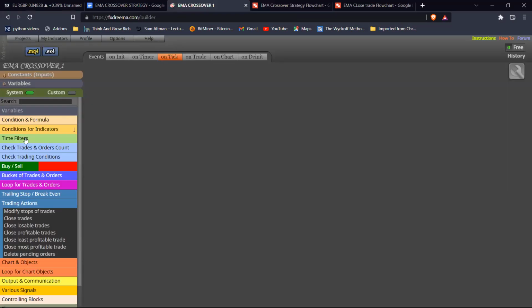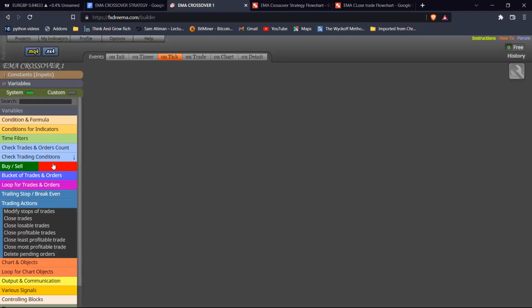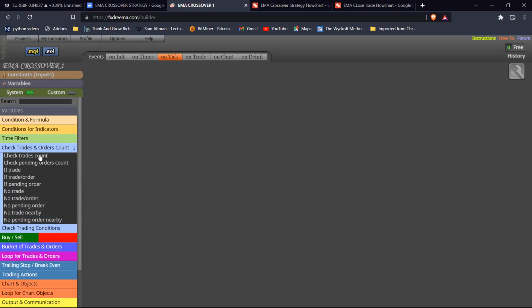Okay. Now, first here, we want to check for trade conditions, right? We want to check trade conditions. So the first thing I always like to do, at least what we want to do here, is check. So you come here, you see check trading conditions, trade order accounts. We're checking for no trades, right? So first we want to check if there are no trades. That's the reason why we are selecting this one, right?